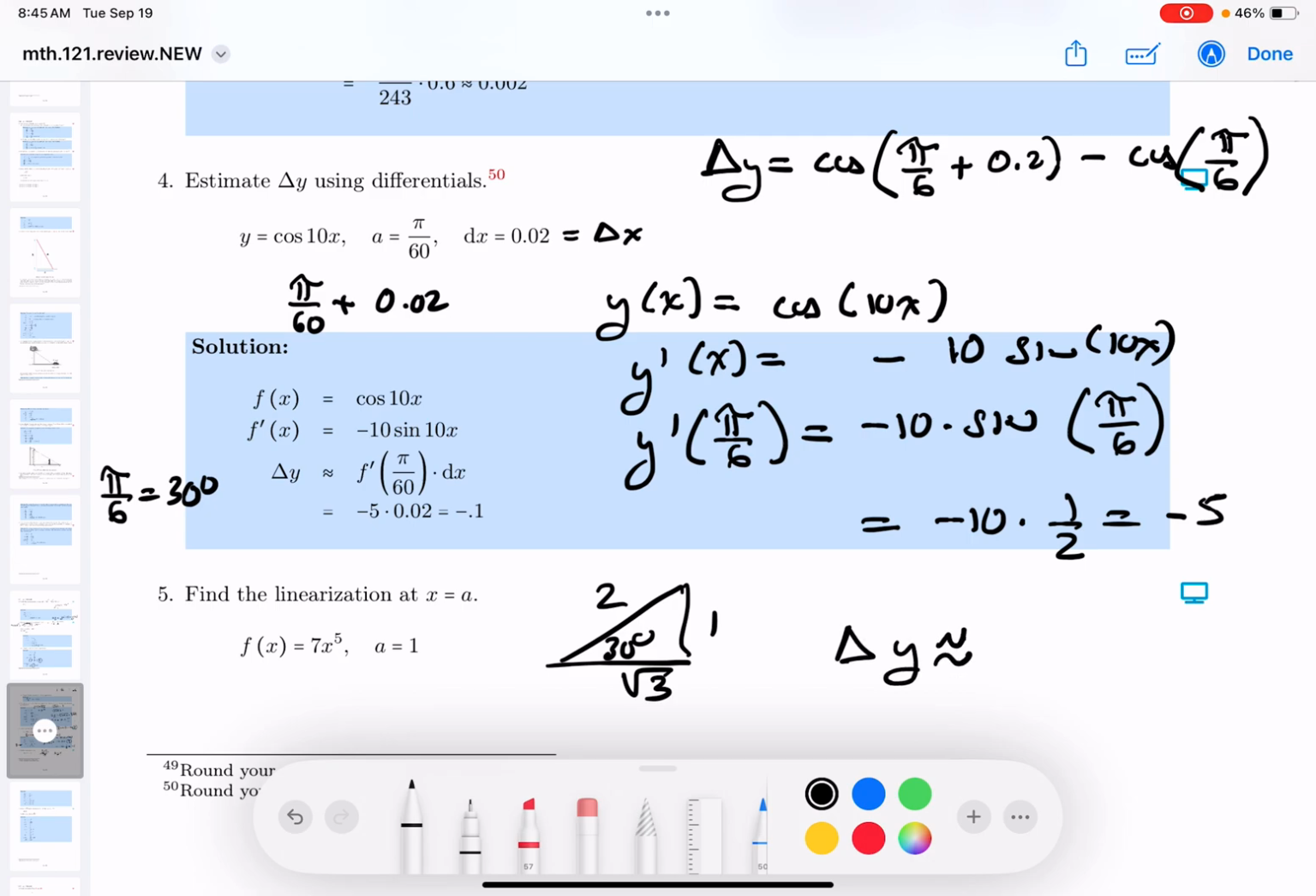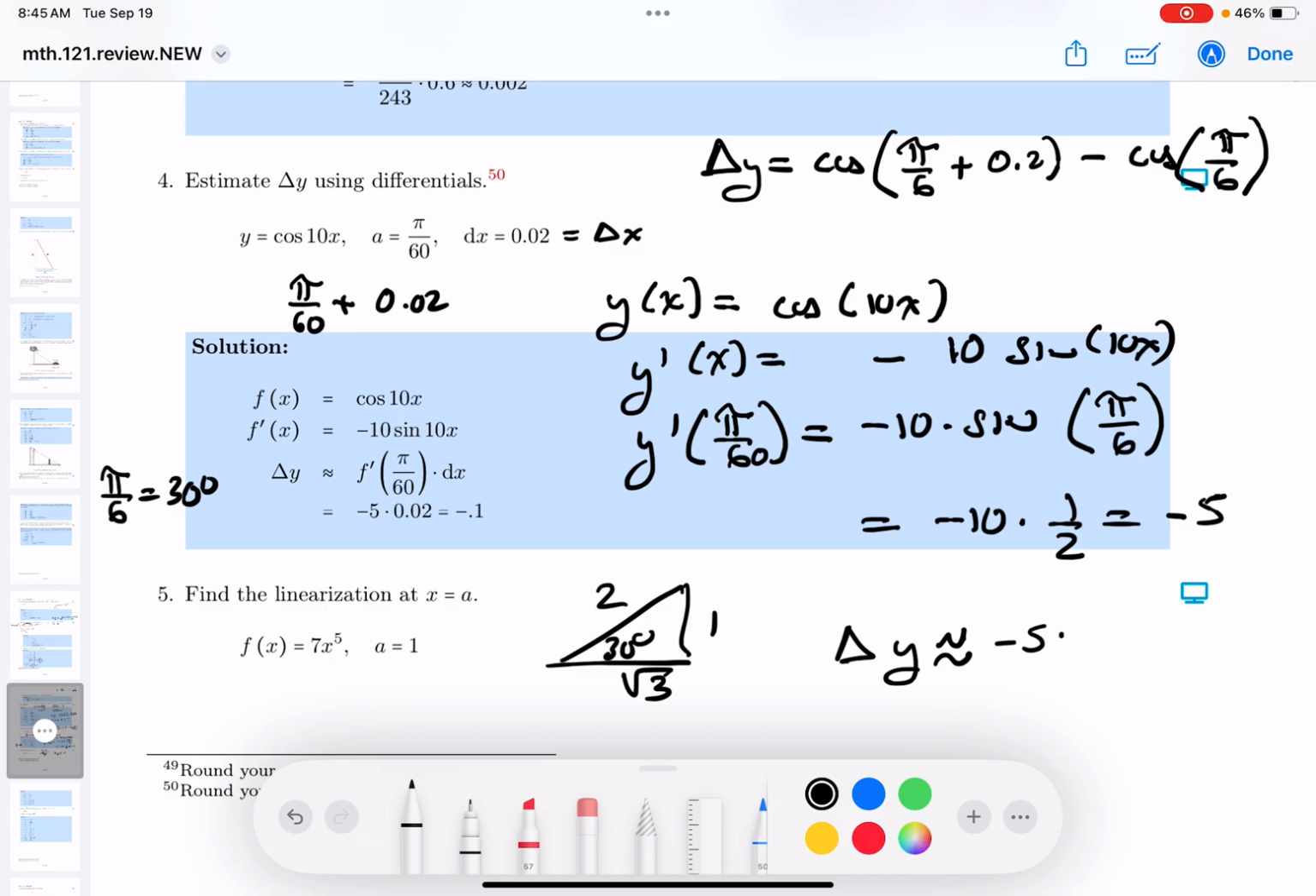And what's it going to be? Well, it's this minus 5 business. That's y prime evaluated at pi over 6 times, I did it again, it's pi over 60. All right, I'm sorry, I'm just revising what I'm saying over here. I got pi over 6 in my mind, but it's really evaluated at pi over 60. Minus 5 times the delta x.